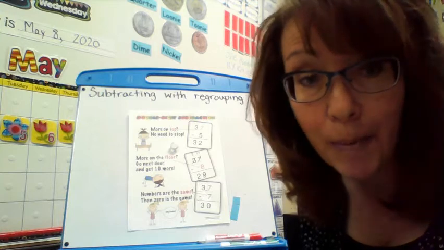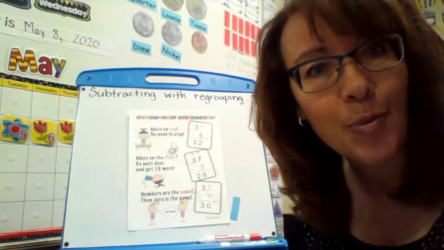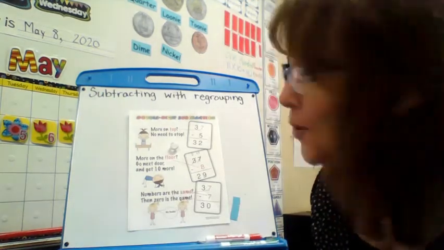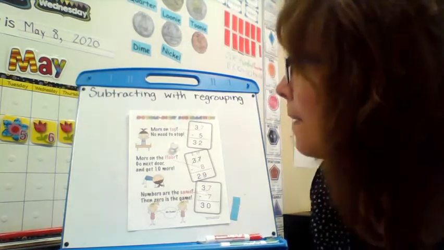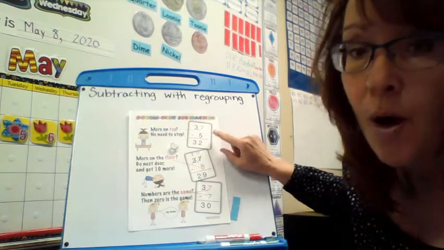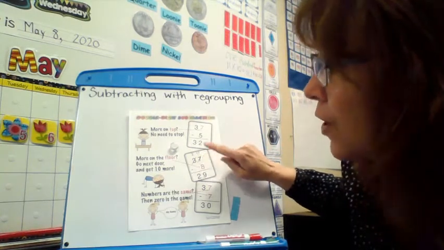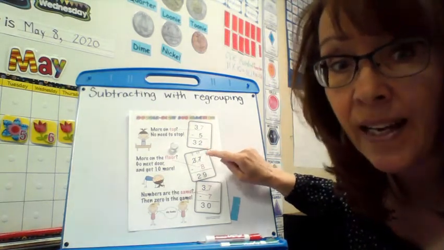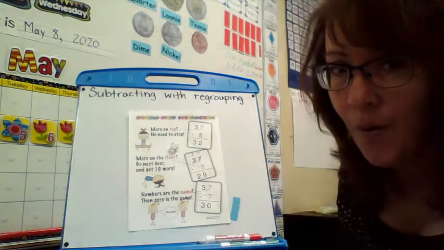Now that I've shown you a couple examples, I want us to talk about this poem and we're going to practice it. So our story goes like this. More on top, no need to stop. More on the floor, go next door and get 10 more. So I want you to say it with me.